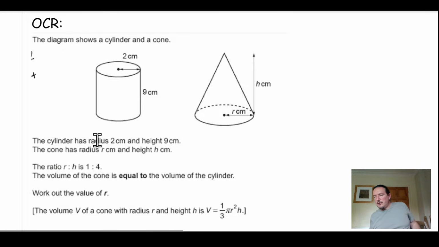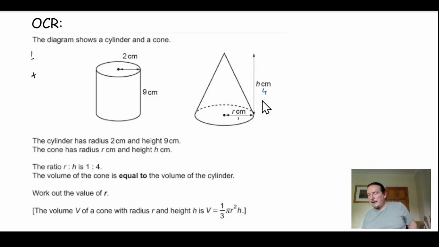I've got a diagram that shows a cylinder and a cone. The cylinder has a radius of 2 centimeters, a height of 9. They're both on the diagram. The cone has a radius of r and a height of h. The ratio of r to h is 1 to 4. So we know that that is 1 for every 4 of those, but we don't know if it's exactly 1 and 4. The volume of the cone is equal to the volume of the cylinder. Work out the value of r. Okay, so that's going to be fun.